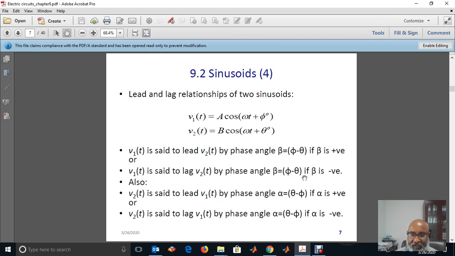Otherwise, if phi minus theta is negative, we say V1 of t is lagging V2 of t by an angle beta. And the same also, if alpha equals theta minus phi is positive, we say V2 of t is leading V1 of t by an angle alpha, theta minus phi. And similarly, if theta minus phi is negative, we say V2 of t is lagging V1 of t by an angle alpha, and so on.